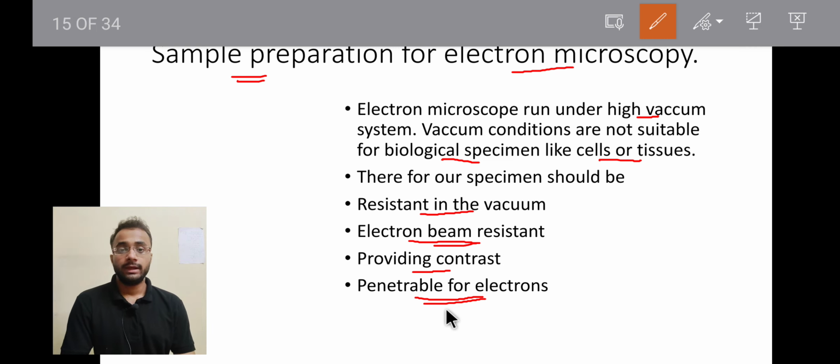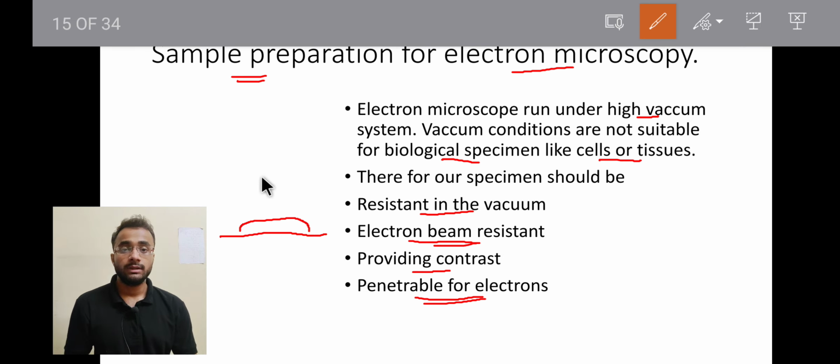In scanning electron microscope, suppose this is our specimen, the electrons will scan this upper surface. But in transmission electron microscope, the electrons should transmit through this biological sample. So it should be penetrable for electrons for transmission electron microscopy. These are some conditions which have to be fulfilled by the specimen.